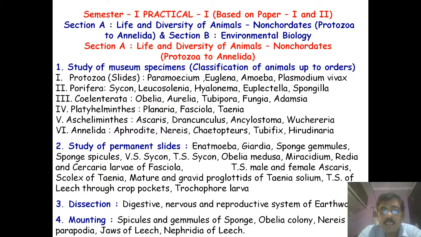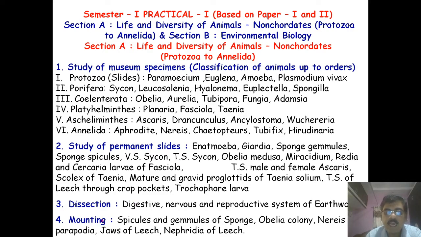Then your practical, section A, comprises first the study of museum specimens, classification of animals up to the orders. We have to study the animals from the protozoa, porifera, coelenterata, platyhelminthes, aschelminthes, and annelida, along with their classification. Then you have to study the permanent slides belonging to these phyla.